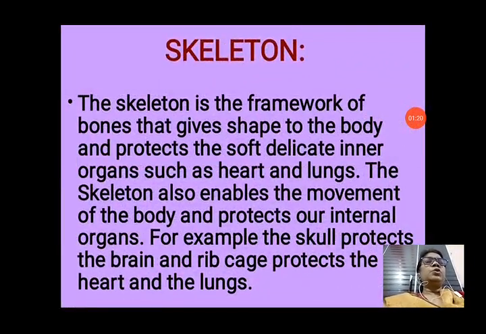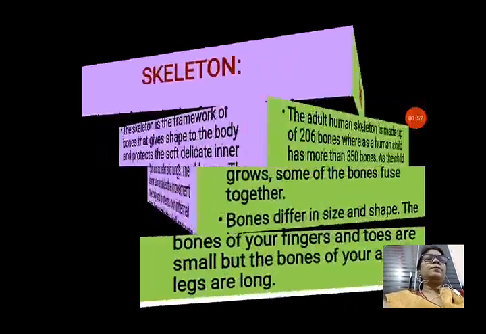Next is the skeleton. So what is the skeleton? The skeleton is the framework of bones that gives shape to the body. Without a skeleton we will not get any shape, and it protects the soft delicate inner organs such as the heart and lungs. The rib cage protects the heart and lungs. The skeleton also enables the movement of the body and protects our internal organs. For example, the skull protects the brain and the rib cage protects the heart and lungs. So it gives protection to our internal organs.